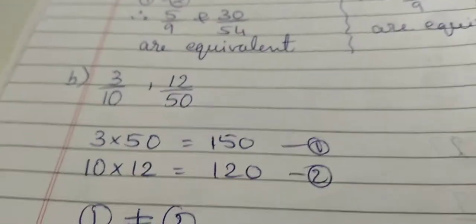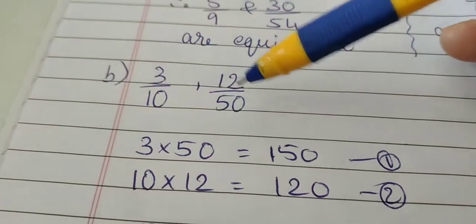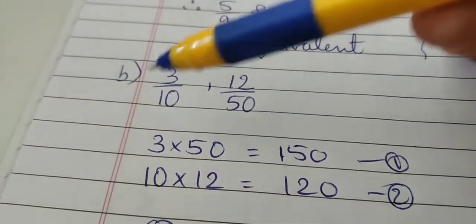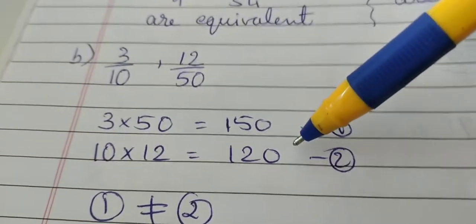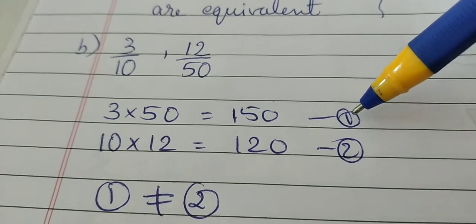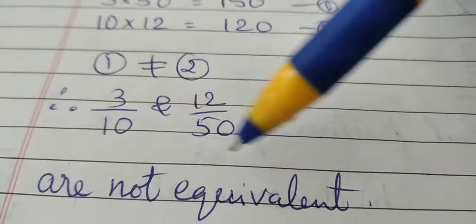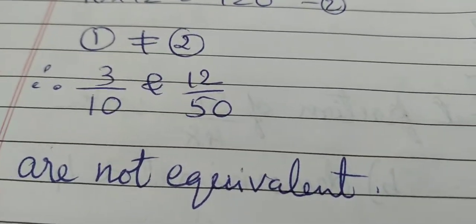Okay, let's move on. Here I have followed the method which I like the most. 30 multiplied by 50 is 150. 10 multiplied by 12 is 120. 150 is not equal to 120, that is, product 1 is not equal to product 2. So 30 upon 10 and 12 upon 50 are not equivalent.